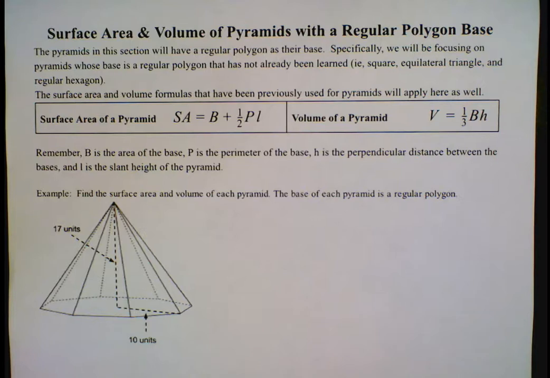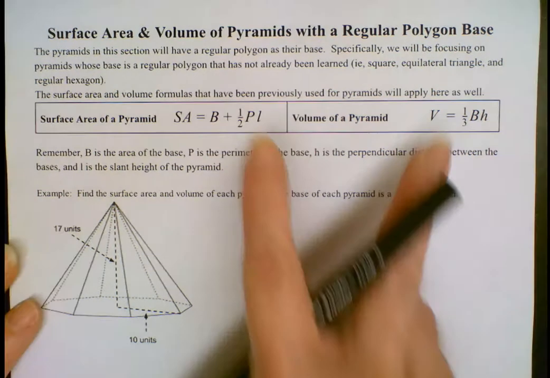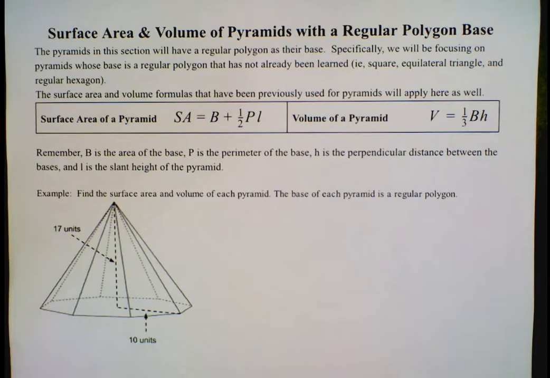Alright, so throughout this chapter we've been talking about surface area and volume of various geometric solids. And here we finish up our set of notes with pyramids that have a regular polygon for a base. We've already talked about prisms with a regular polygon base. This is going to be very similar to that, just modifying it, of course, with our pyramid formulas.